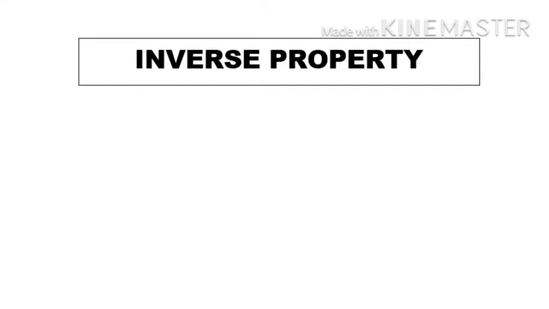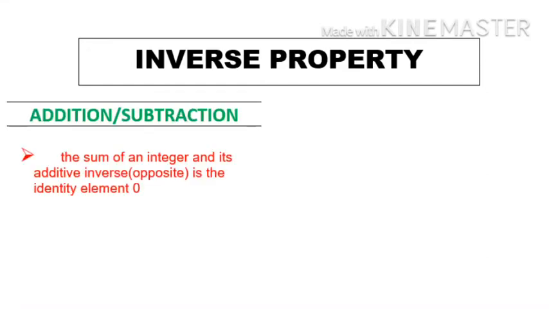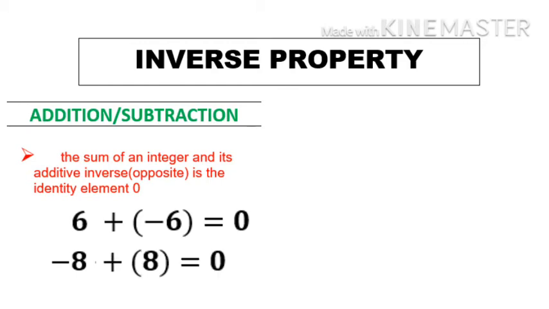Next is the inverse property. Inverse property of addition states that the sum of an integer and its additive inverse, or the opposite, is the identity element 0. For example, 6. What is the additive inverse of 6? Meaning the opposite. The opposite of positive 6 is negative 6. So 6 plus negative 6, that is equal to 0. Same with negative 8. What is the additive inverse of negative 8, or the opposite? Positive 8. Negative 8 plus positive 8, that is equal to 0.